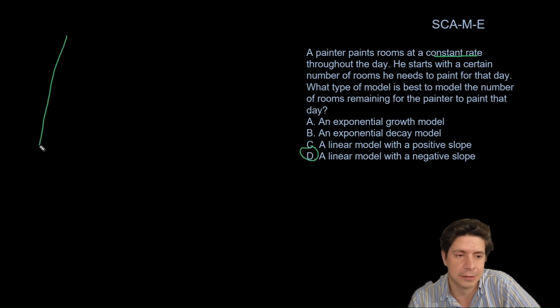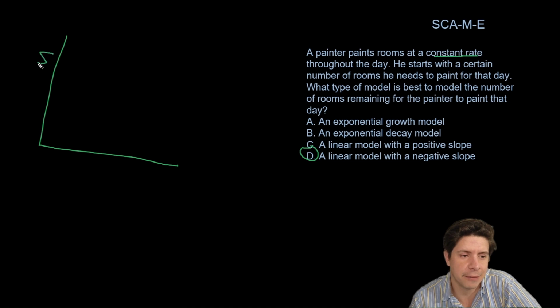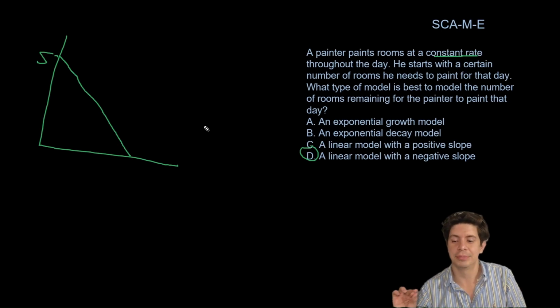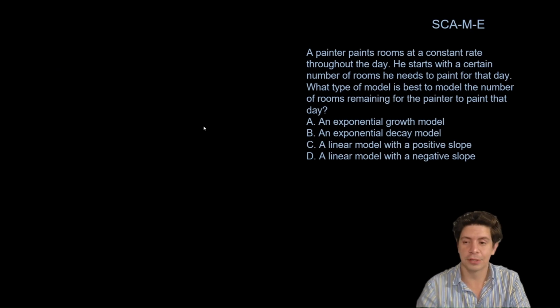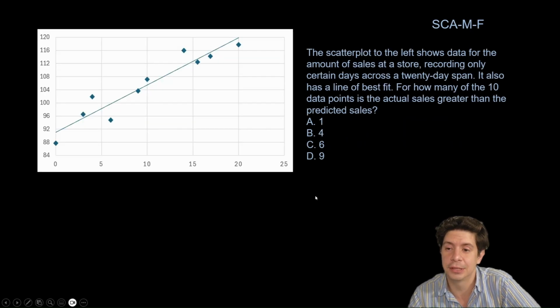Because let's say we had this chart and he had 5 rooms to paint at the beginning. He'd be going down bit by bit as he painted them. Does that make sense? So it's going to be D. Constant rate. Watch out for those words because that tells us it's going to be linear.